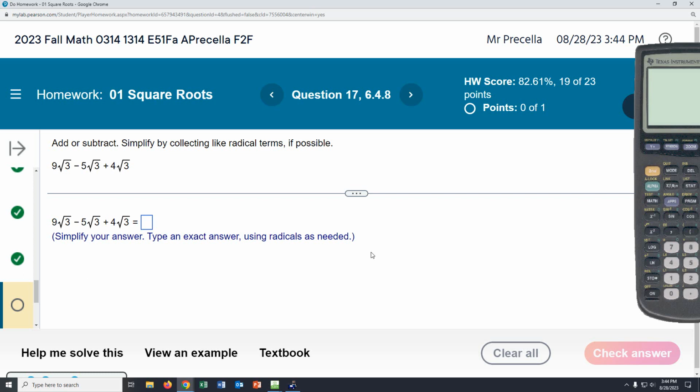Well, here we have 3 terms that are being added. Do we have like radical terms? Yes, they're all square roots of 3. So I'm going to put my square root of 3. I know I'm going to have square root of 3 in my answer. Now, let's combine the coefficients. 9 minus 5 is 4, plus 4 is... So 8 square roots of 3.